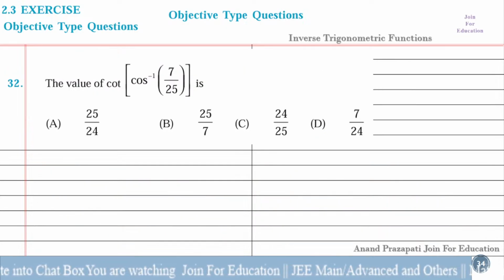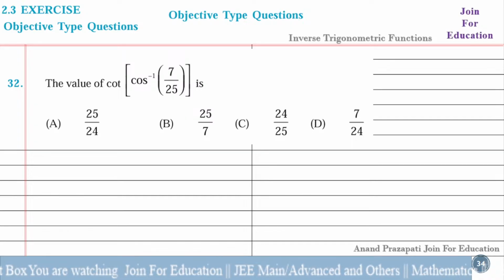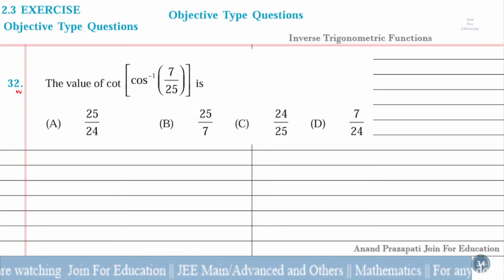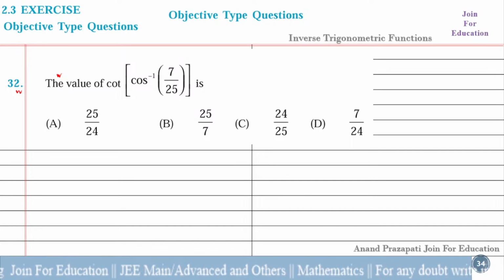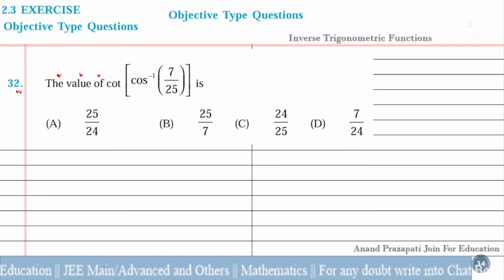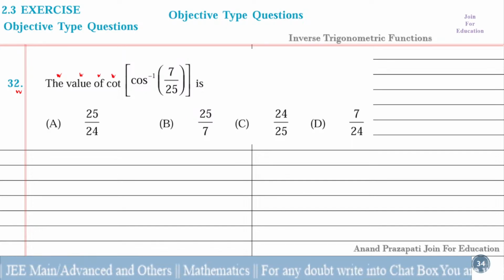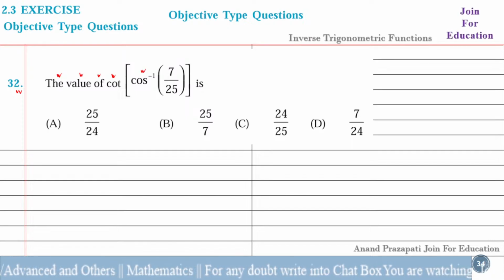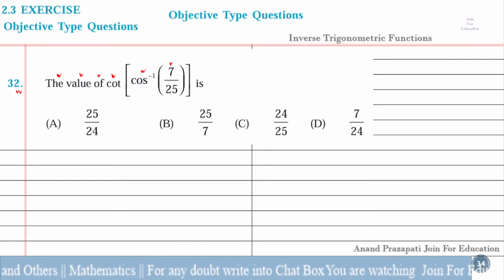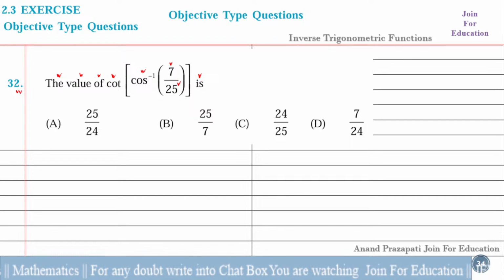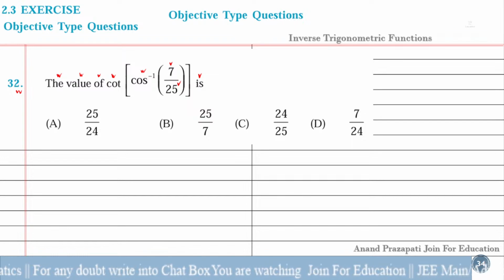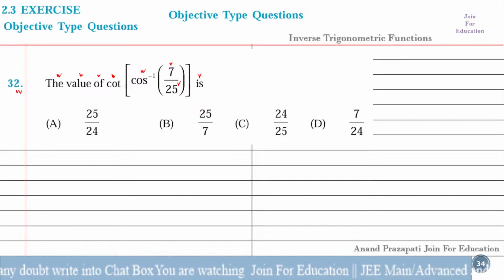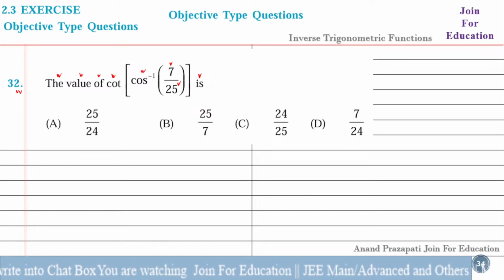Let's see question number 32. This is a very easy question. The value of cot of cos inverse 7 by 25 is. After the solution, I will pick out the correct option of this question. Let's see the solution.